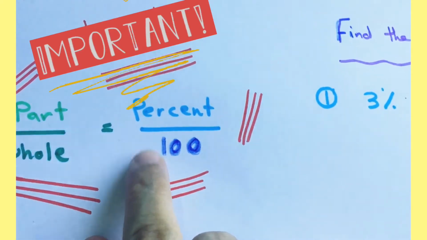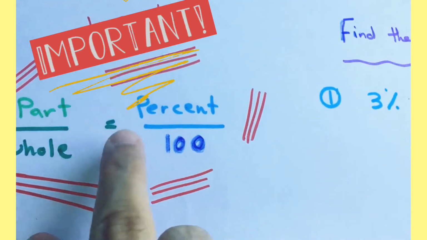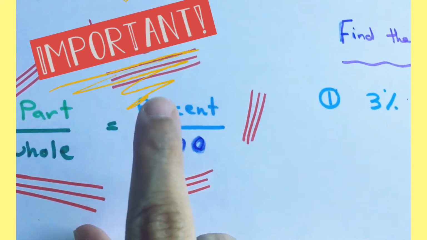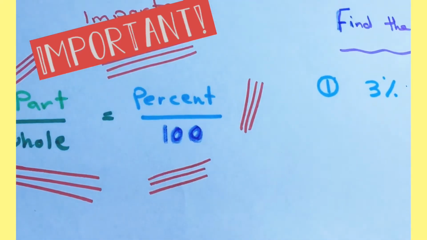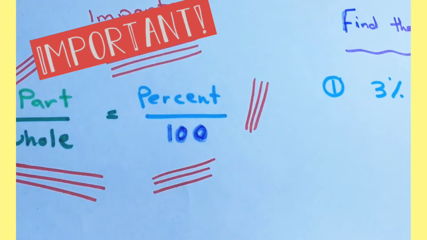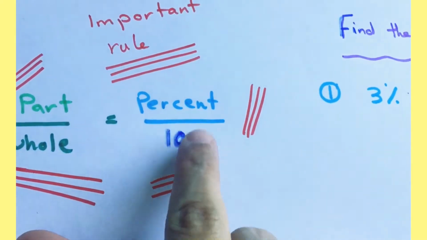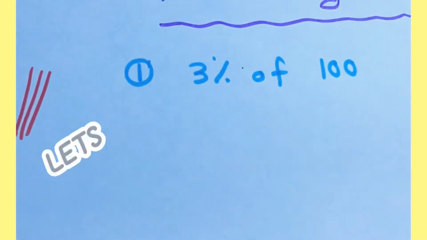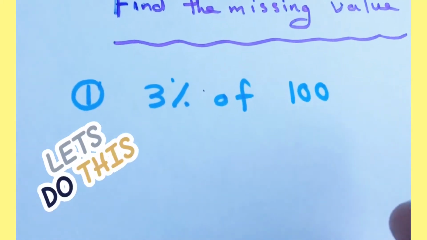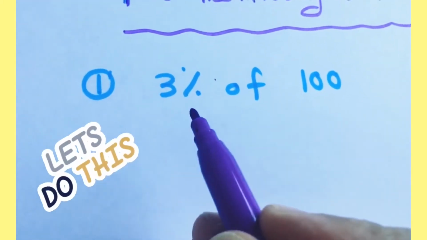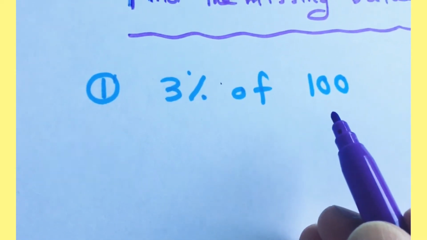It's a very important rule that part over whole equals percent over 100. I will write it in every question that we are going to solve. Part over whole equals percent over 100. So first question, find the missing value. Number 1, 3% of 100.